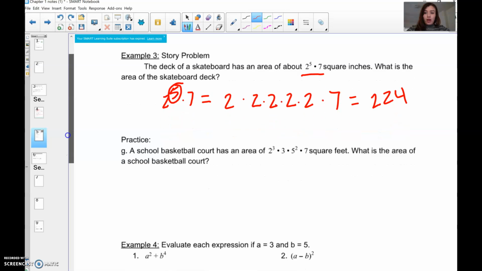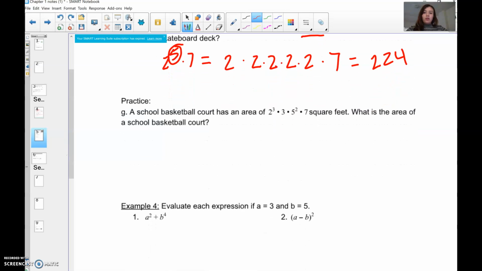So now it's your turn to practice. A school basketball court has an area of 2 to the 3rd power times 3 times 5 to the 2nd power times 7. So you can type that right into your calculator, or you can multiply it out.